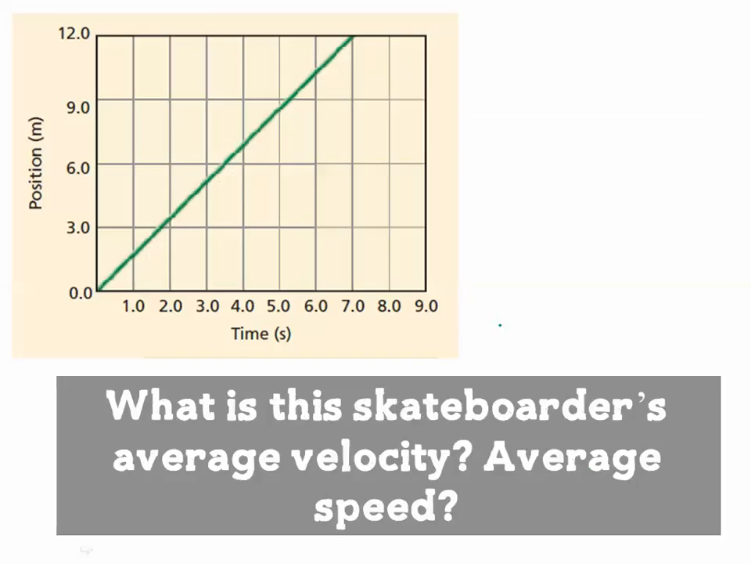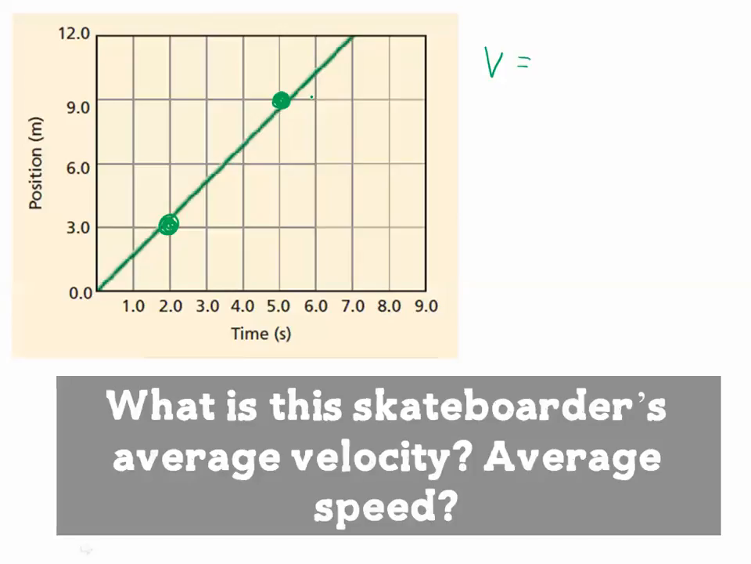So let's just look at some sample problems. What is a skateboarder's average velocity and average speed? Well, velocity is going to be, let's just look at two points that are actually reasonable to estimate. We'll go with this point, since it's almost on the line, the crossbars there, and this point's almost on the crossbars.